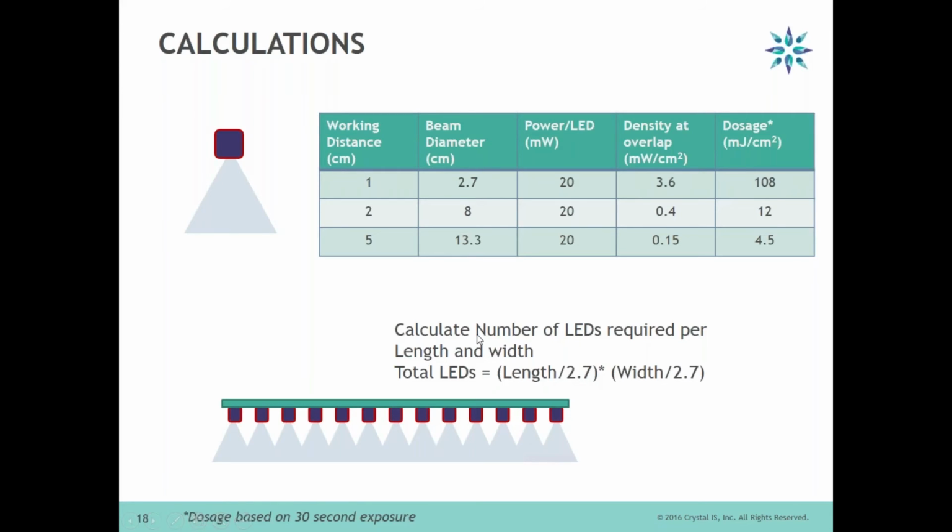So how would you really calculate the LEDs required for a given surface? What I've said here is that you need to know the length and the width of the surface you are trying to disinfect. The total number of LEDs required would be basically the length divided by 2.7, multiplied by the width divided by 2.7. The 2.7 number comes from the diameter based on a 1 centimeter working distance. Again, I'm saying that the working distance is 1 centimeter. So when you calculate these values, you'll get the total number of LEDs which would be required in your case for the surface disinfection application.